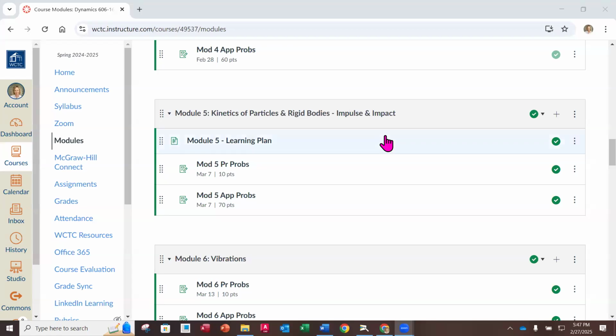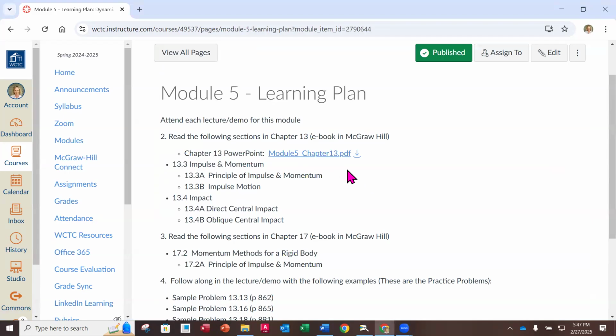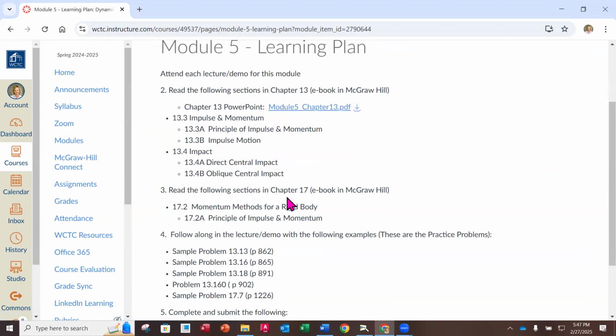Okay, so we're ready to start looking at our next module, which is Module 5. And in Module 5, you're going to see here in our learning plan, we are going to be looking more at Chapter 13. So we've been spending some time here in Chapter 13. So the next two sections we're going to be looking at are going to be 13.3 and 13.4. I'll be pulling up this PowerPoint in just a little bit. Additionally, there's going to be just one section in Chapter 17. So 17.2, we're going to be looking at to round out this module.